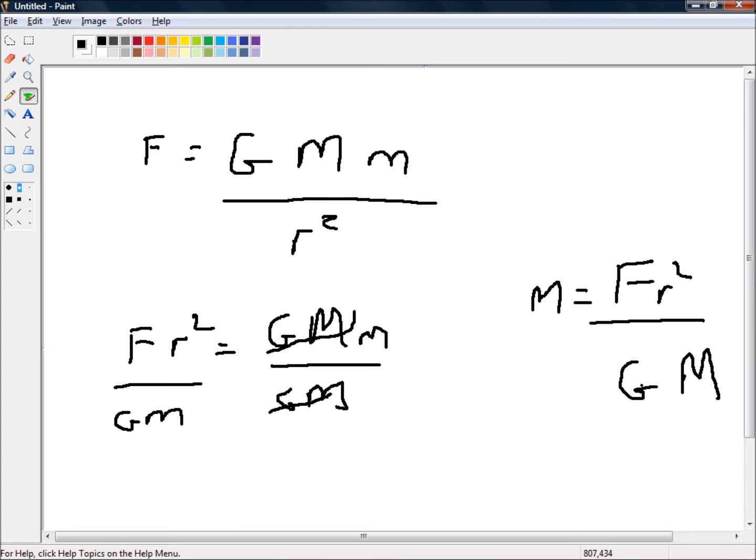Okay, I hope that was helpful. Why don't you have a go at making up some formulae or looking up some formulae and swapping them round to make various variables the subject of the formulae.